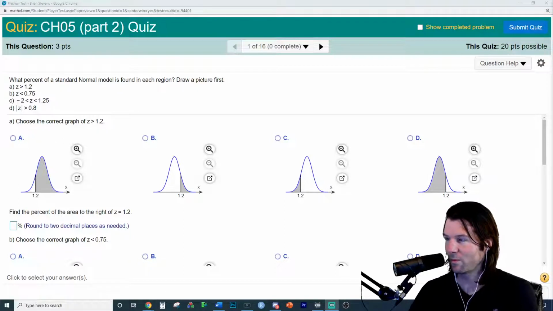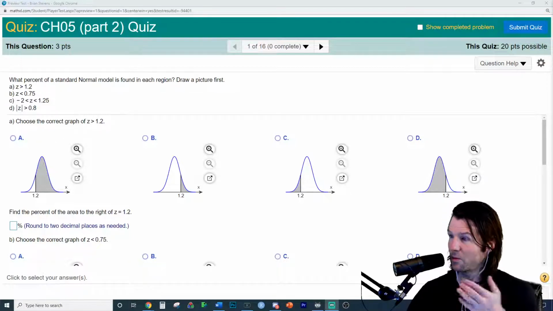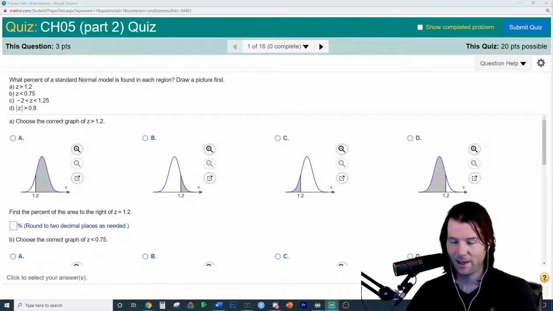We're just doing some chapter 5 empirical rule. Ask questions when you got them. If you have a specific problem you're working on, feel free to ask, and we can work on that problem.